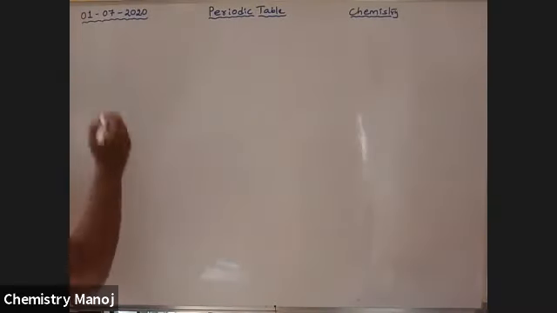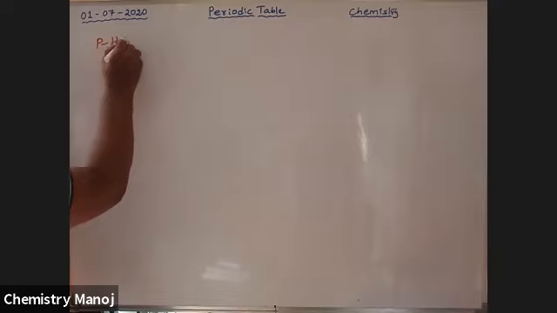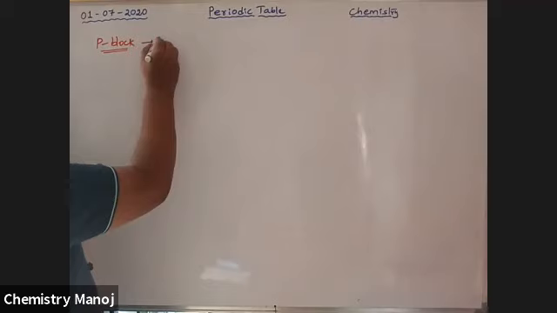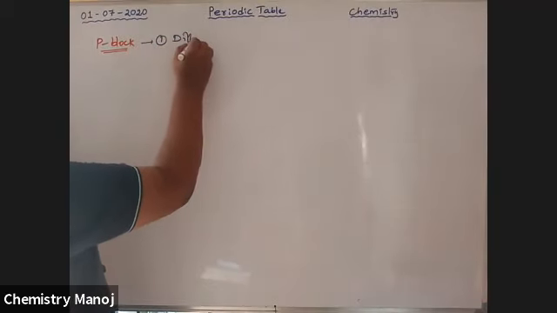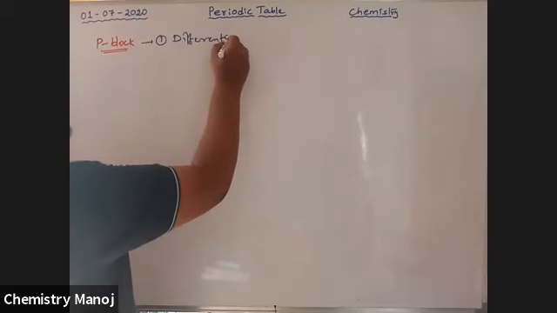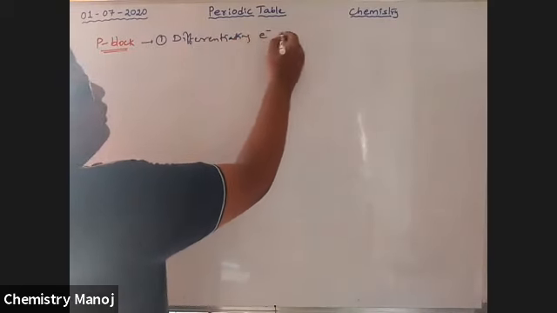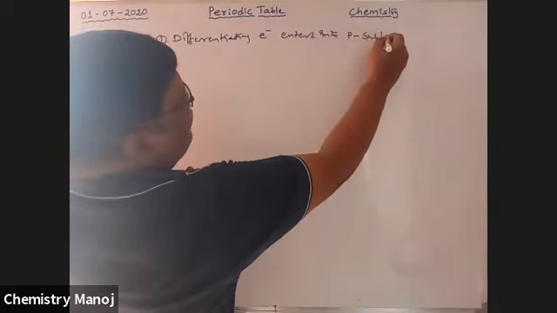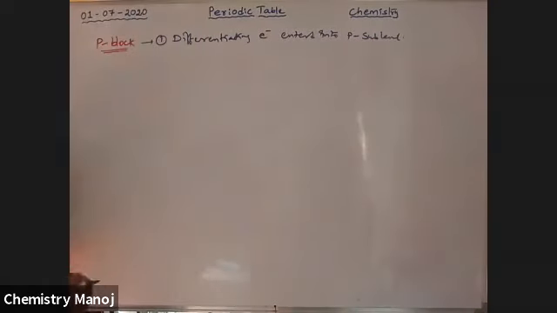Now, P block elements. What are these P block elements? The first point is the differentiating electron. When the differentiating electron enters the P sub energy level, or P sublevel, those elements are called P block elements.